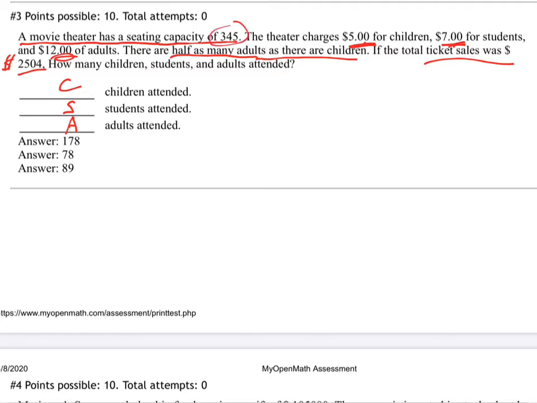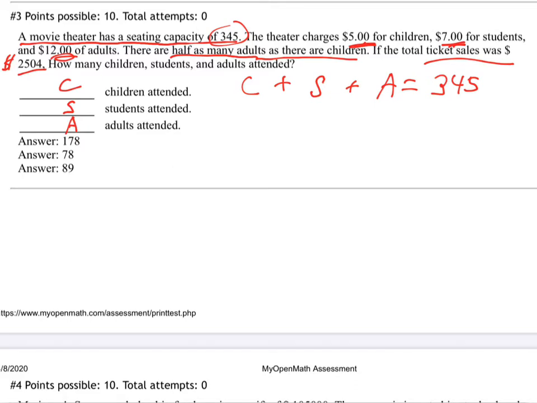Seating capacity 345. So now with 3 letters, we need 3 equations. If you've got 2 letters, you need 2 equations. If you've got 3 letters, you need 3 equations. So the number of children plus the number of students, my S's can look like 5, so we got to write careful here, plus the number of adults is 345. That's the total number of people that can sit in the theater. That's the seating capacity.